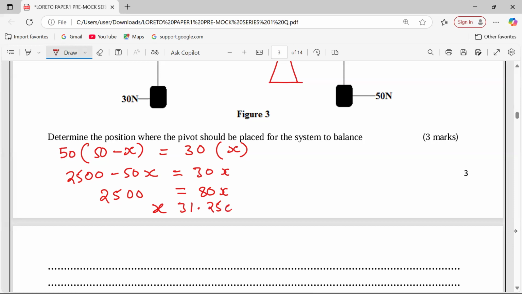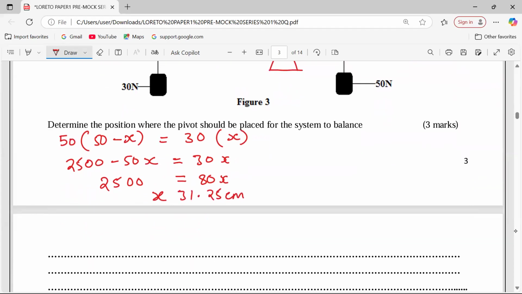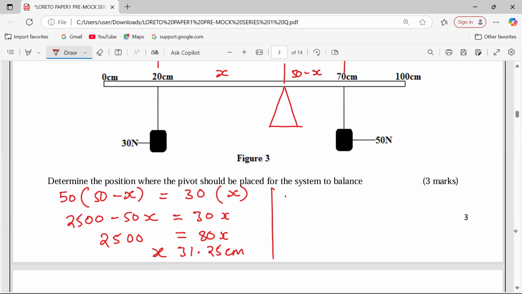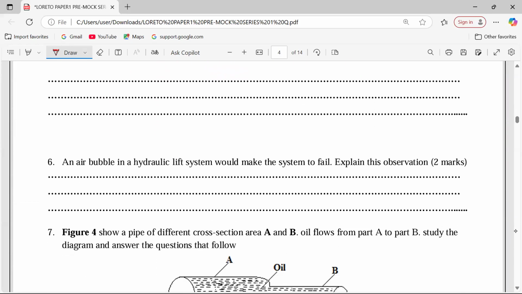x is 31.25 centimeters. Meaning, we can now find the mark where this balance is happening. From the 20 centimeter mark, we have a length x, which is 31.25. Therefore, the position of the pivot is going to be 20 plus 31.25, and when we add 20, we get the 51.25 centimeter mark. That is the point. So that's how you are supposed to work out such a question. Very easy. The next, number 6.